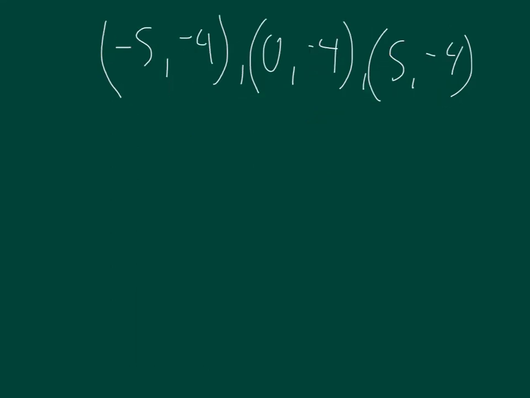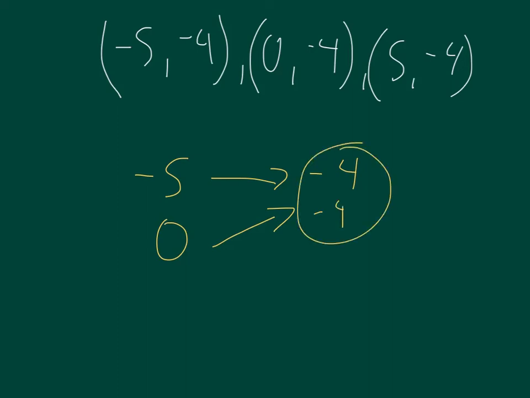Let's try that one more time. Let's do this one. I have -5 is partnered with -4. I have 0 is partnered with -4, which again I'm going to say is the same number. And then we say 5 is also partnered with that -4. So all three of these x's, or all three of these domains, go to the same range. Is that a function? Answer is yes, it is.